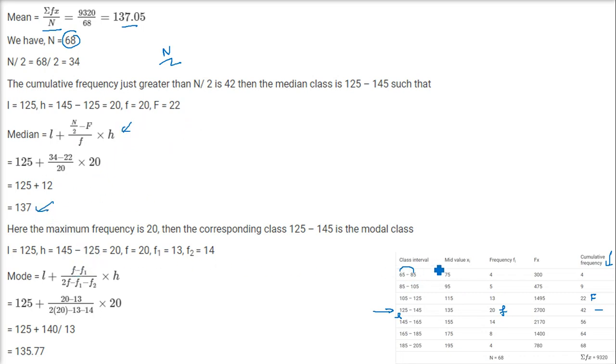And now for mode, in this frequency again 20 is the highest frequency. So again L will be this, F will be this, this will be F1, this will be F2, and H is known to be 20. So put in here, we get 135.77.